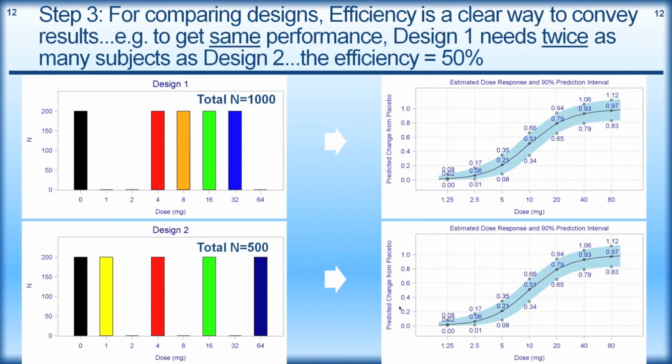if we obtained the same result down here as up here, but with this design it was with 500 patients. The efficiency of design 1 to design 2 is at 50%. We would need only 50% as many patients here as here.